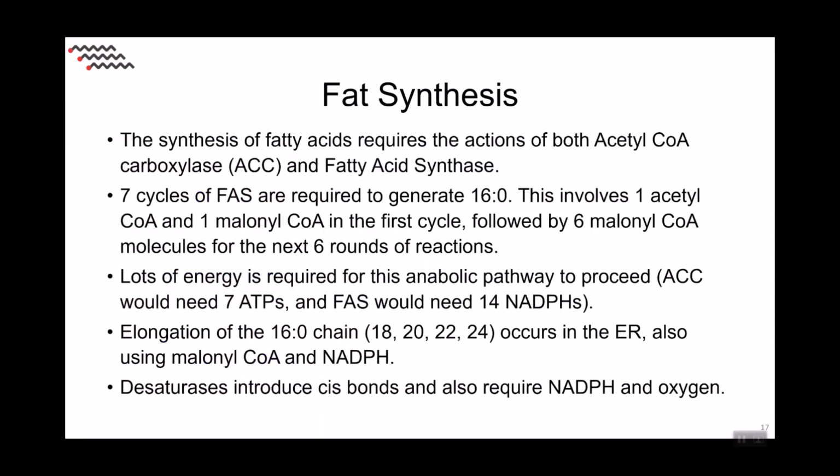In order to create the fatty acid chains, we do need both acetyl-CoA carboxylase and fatty acid synthase working. Fatty acid synthase will run 7 times in order to generate a 16-carbon chain, and it's going to involve a single acetyl-CoA in the first round, and then each round after that will use malonyl-CoA to add 2 carbons for a total of 7 malonyl-CoAs. This is an anabolic process, so we're going to need a lot of ATP, 7 for acetyl-CoA carboxylase, as well as 14 NADPHs for fatty acid synthase in order to create that 16-carbon chain.